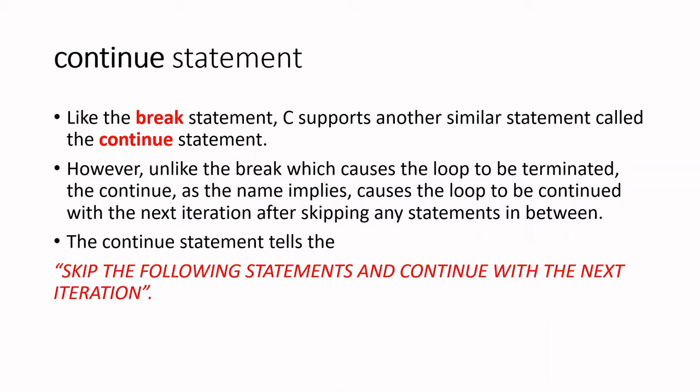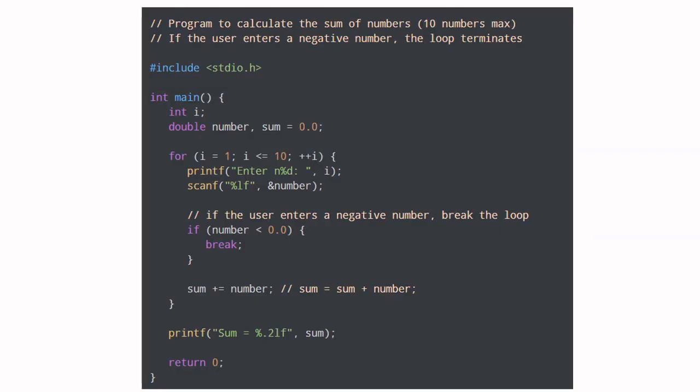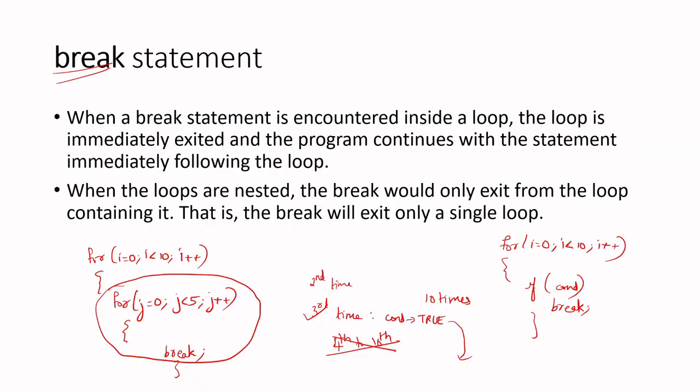But here, that particular iteration is skipped and it will move to the next iteration. So that is the difference. So here I was writing about break. If here instead of break, I give continue, what is the difference? If I put continue, the third time the condition is true, the third iteration is skipped. The rest of the statements are skipped, but it will move to the fourth loop. Okay. So that is the difference.